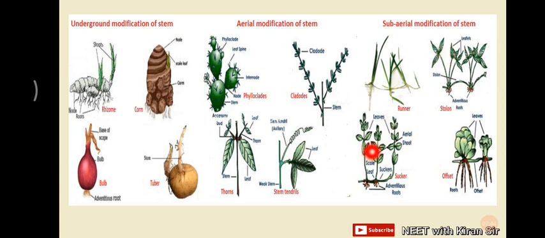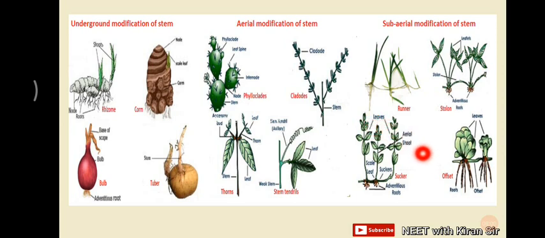Then sucker, a specially modified stem that arises from the base, that is inside the soil, grows obliquely and comes out as a new plantlet. The best example for sucker is chrysanthemum.